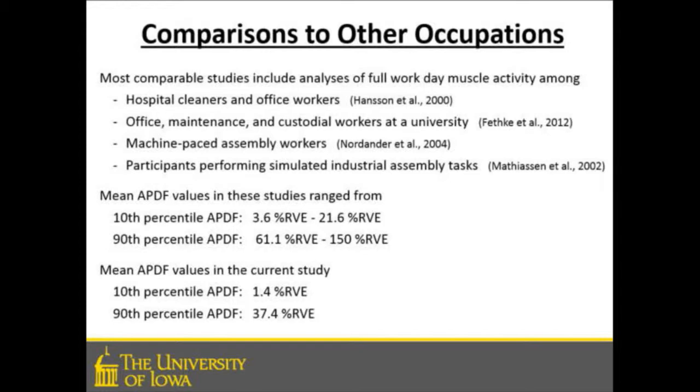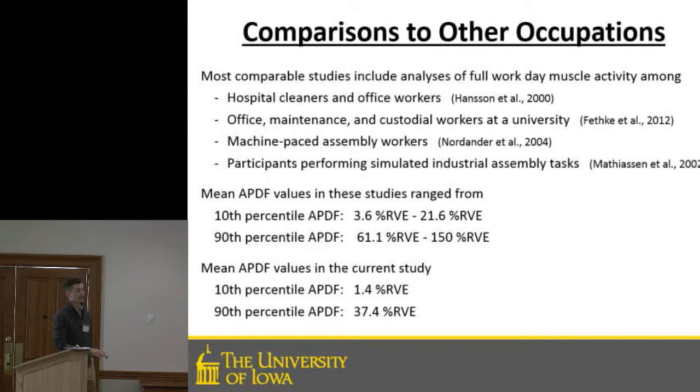And generally, for those studies, the mean APDF values that were observed for the 10th percentile, which again is an estimate of static muscle activity, were about 3.6 to 21.6% of the RVE. Our estimate was 1.4%. The 90th percentile in these studies was roughly 61 to 150% of the reference voluntary exertion. We observed 37.4.